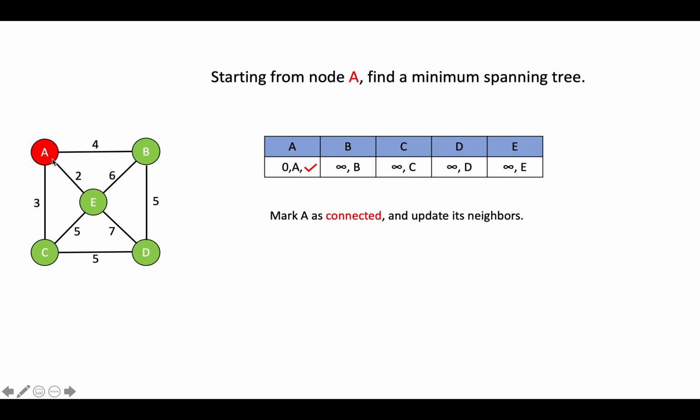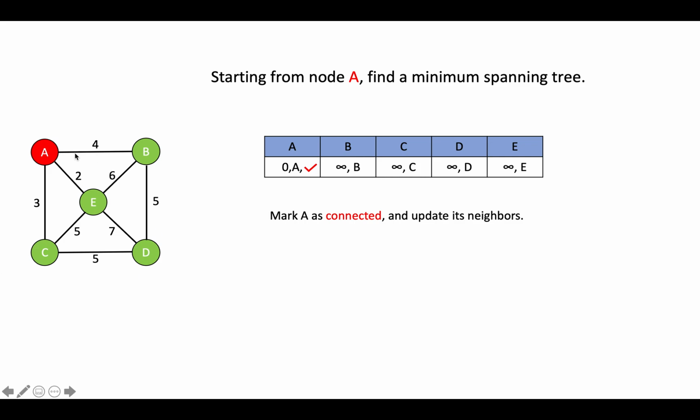Because our starting node is node A, we must mark node A as connected, because it is already part of our minimum spanning tree. We use a check symbol to mark node A as connected. Then we can interpret node A as our minimum spanning tree, because currently our tree only contains one node, node A, and we ask ourselves, what is my nearest neighbor?